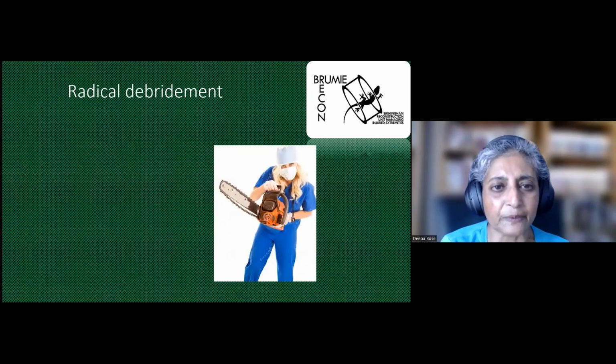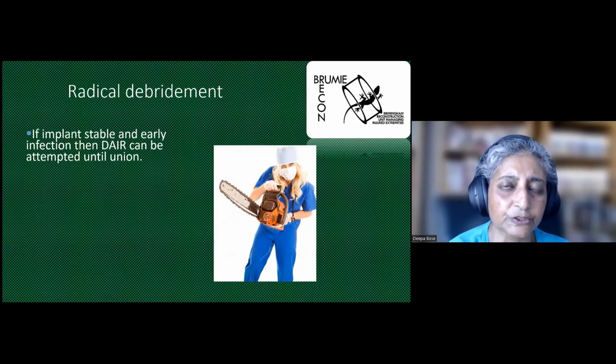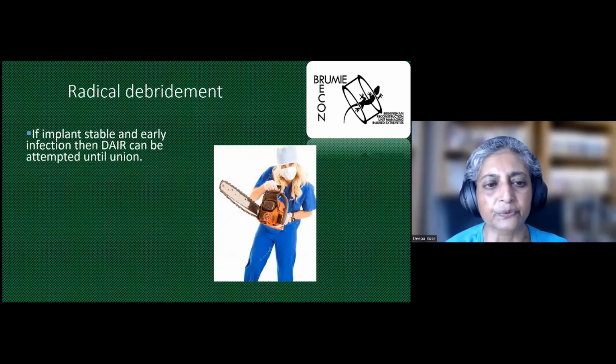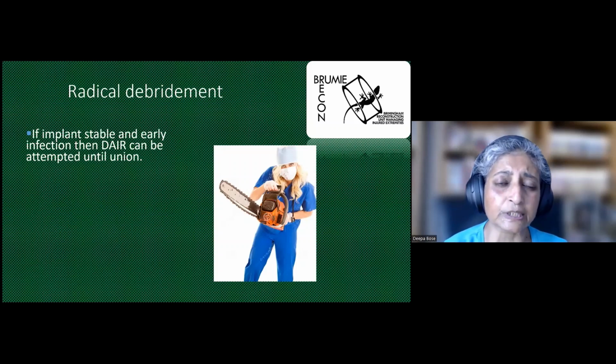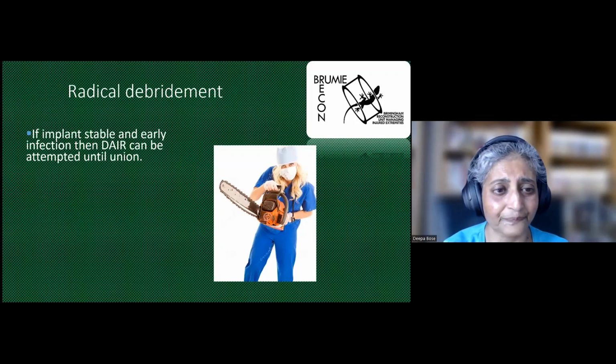Now we talk about debridement, and radical debridement is really important because you have to get rid of your biofilm. So if your implant is stable and you're early into the infection, say within the first 3 weeks, then you can consider a DAIR, that is debridement and implant retention, just like you do in prosthetic joint infection. So if you've got early days, stable implant, no deformity, no loosening, then you can consider a DAIR.